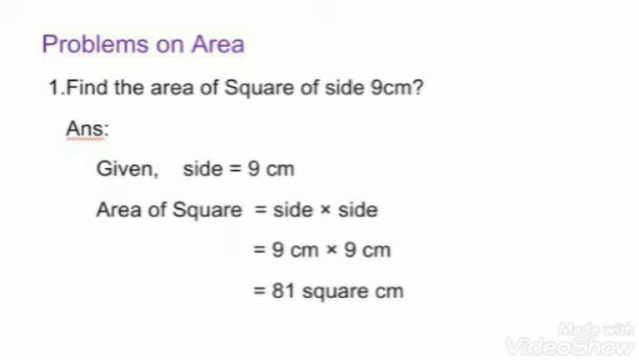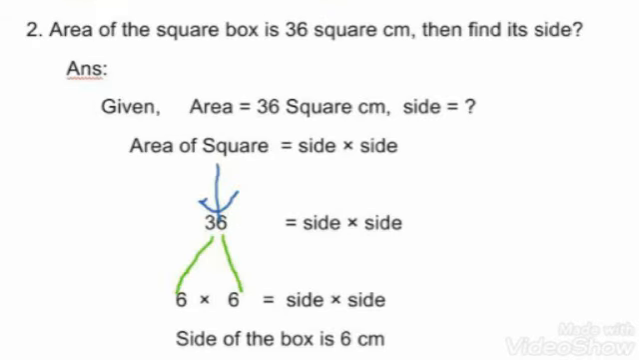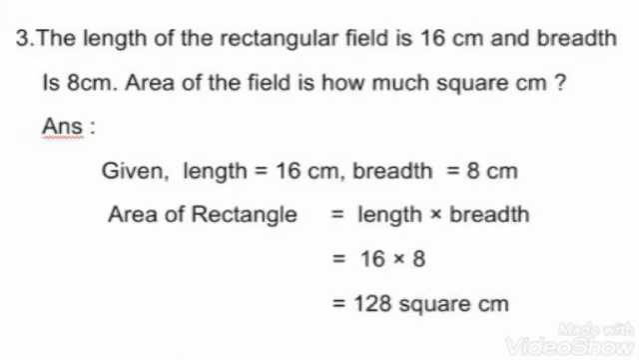Okay, understand this? Next you see the problem on area. Area of square box is 36 square centimeter. Then find its side. See here area is given, you have to find the side. So area of square is equal to side into side. Area is given 36. So write 36 on the left side, which is equal to side into side. So 36 you have to split into 6 into 6, which is equal to side into side. So side of the box is 6 centimeter. Okay. This is side into side, same value. So split the 36 into same digits. So 36, how can we split? 6 into 6. Okay. Next one.